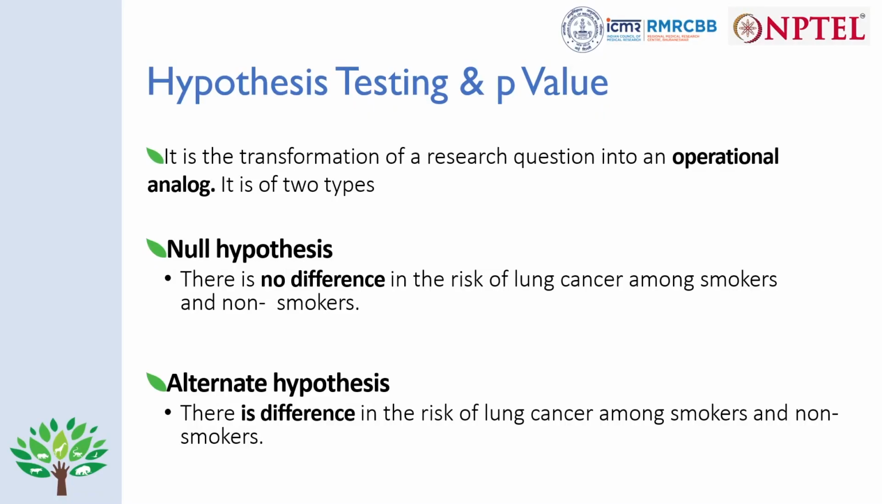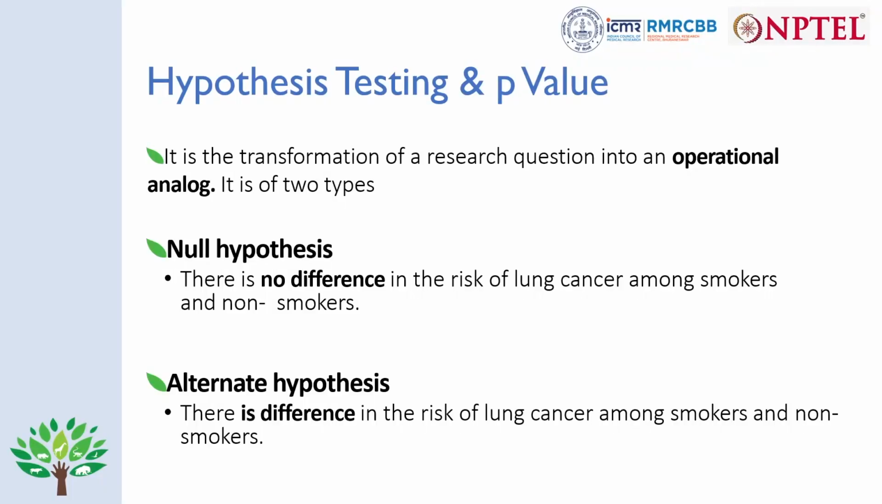In the negative sense, we can call it a null hypothesis. For example, there is no difference in the risk of lung cancer in smokers and non-smokers. This is an example of a null hypothesis. The alternate hypothesis states that there is a difference in the risk of lung cancer among smokers and non-smokers. Usually in statistics, we start from the null hypothesis. We put forward the null hypothesis statement and collect information and evidence to disprove or prove it. Based on our evidence, we test whether the null hypothesis is rejected or accepted.